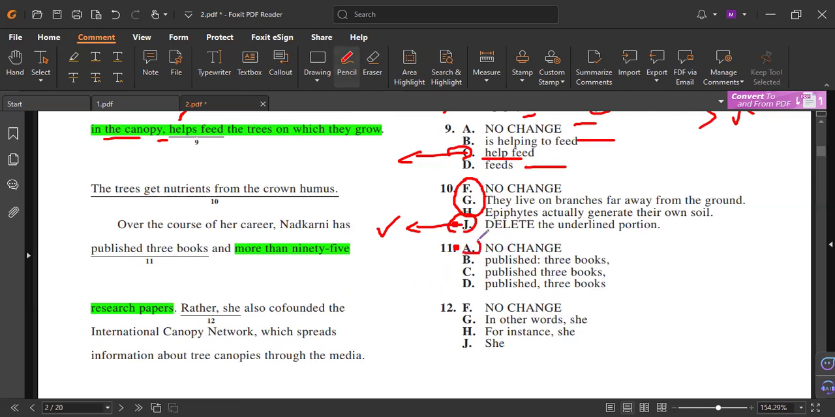Now let's prove together why A is correct. Number 1, follow the rules. Is the part before the comma complete? Yes. Right here, Nat Kearney has published 3 books, correct? But after the comma, it's not an explanation. Something else you can do: here, Nat Kearney has published, and I stop. Published what? There is no object. It means before the comma, it's already a fragment.